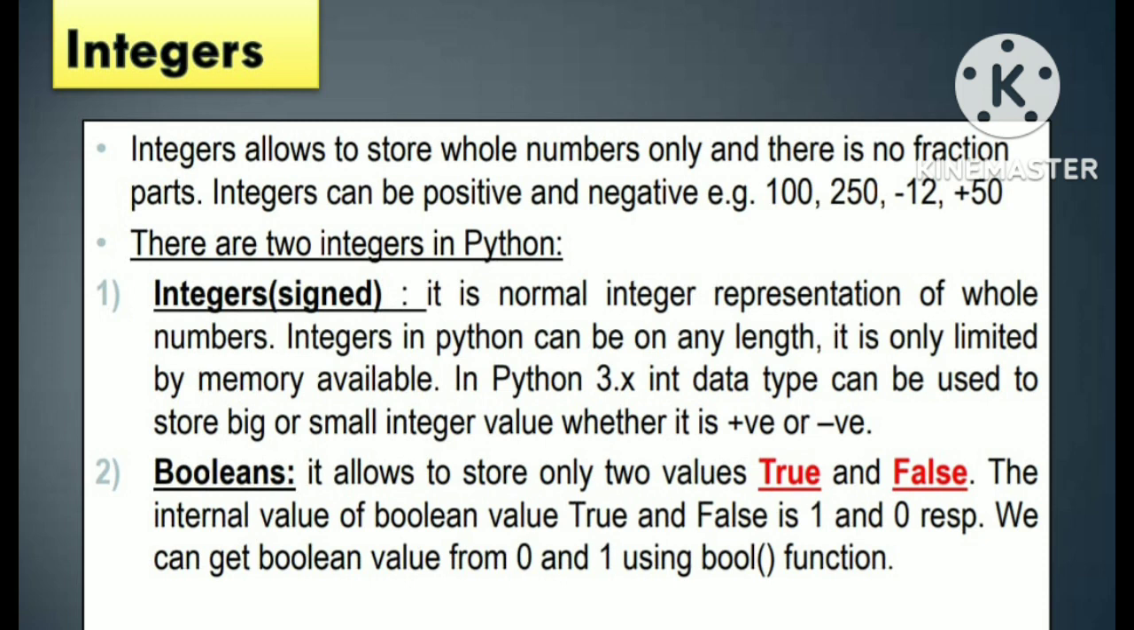In Python 3, the int data type can be used to store a big or small integer value, whether it is positive or negative. Booleans. It allows us to store only two values, true and false. The internal value of Boolean value true and false is 1 and 0 respectively. We get a Boolean value from 0 and 1 using the bool function.